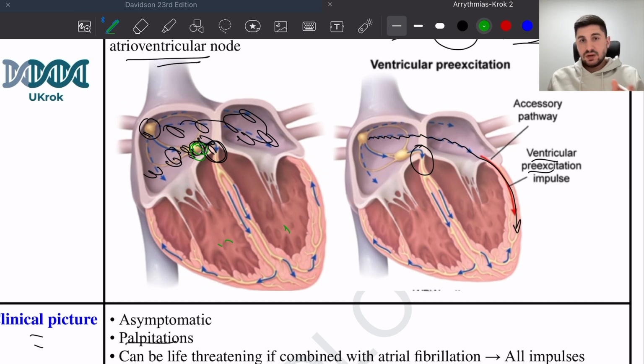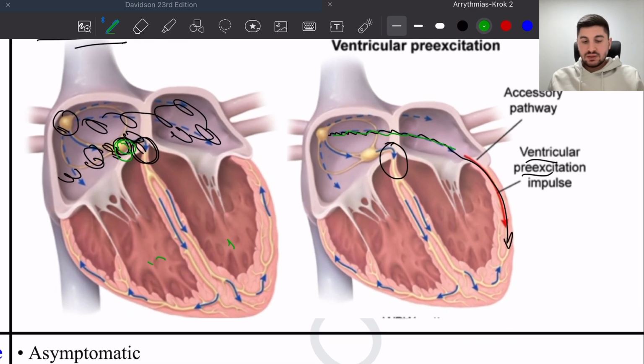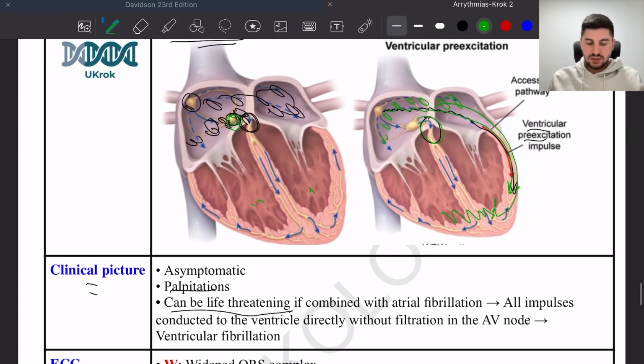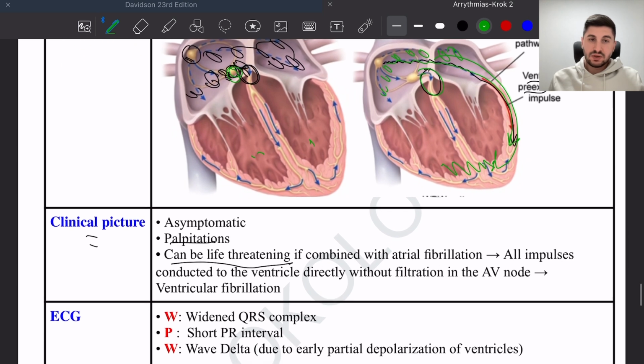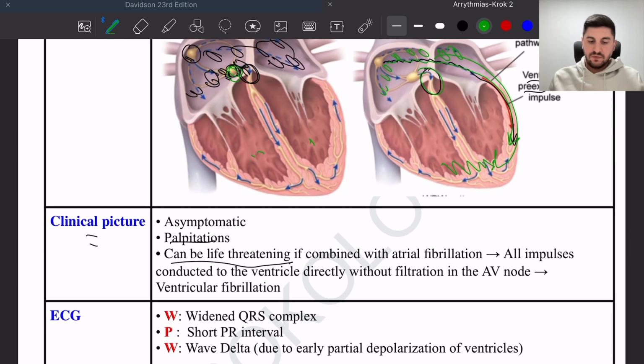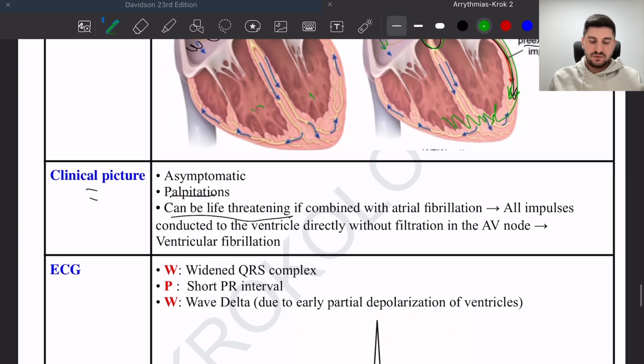But if we have Wolff-Parkinson-White syndrome combined with atrial fibrillation, then a lot of impulses will go to the ventricles. All the impulses in the atria will go into the ventricles, because we bypass the AV node. So atrial fibrillation will convert to ventricular fibrillation, with a lot of impulses going to the ventricle, which is very serious, as we said. So this is one scenario that can happen in Wolff-Parkinson-White syndrome if it's combined with atrial fibrillation.